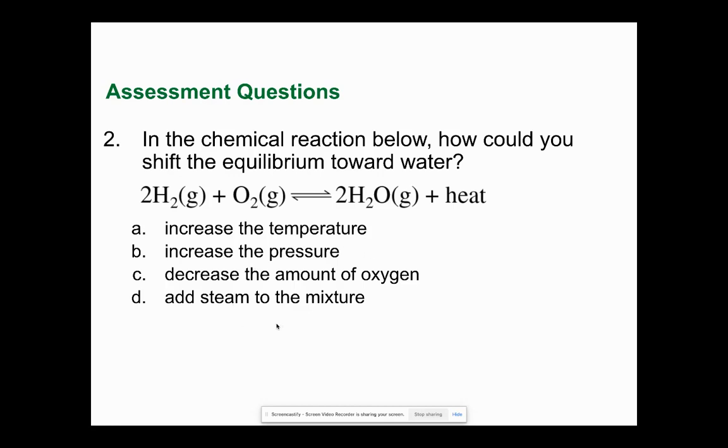What do you guys think? I think I know. B, right? Remember, increasing the pressure forces that to the right. A wouldn't work because we would need to lower the temperature, and the other option would be the concentration. Decreasing the amount of oxygen, we need to remove the concentration. So we would need to remove the H2O. We'd need to remove the water.